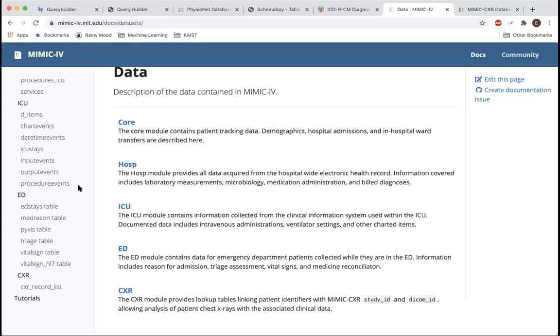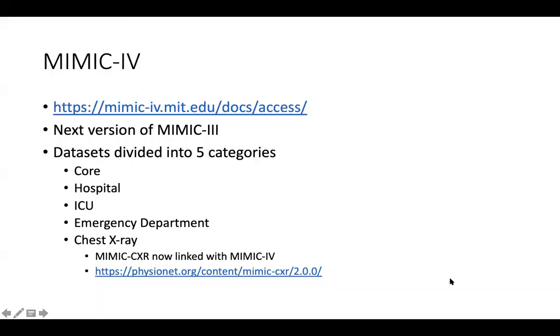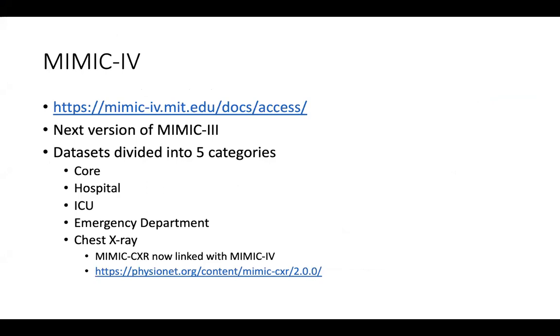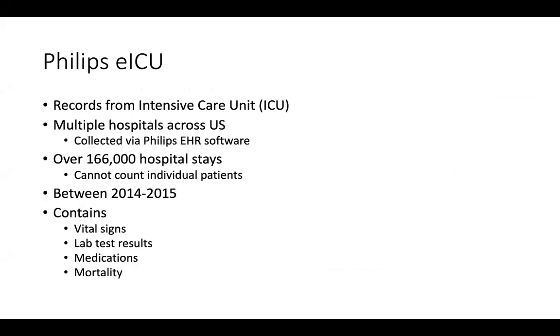All right, moving back to MIMIC-4. The dataset is divided into 5 categories. As I said: core, hospital, ICU, emergency room, and chest X-ray. And as I said, MIMIC-CXR is now linked with MIMIC-4, and I have provided the link here if you're interested in the MIMIC X-ray dataset as well. Okay, so this is all there is to talk about MIMIC so far. So there's MIMIC-3 and the ongoing MIMIC-4 effort.